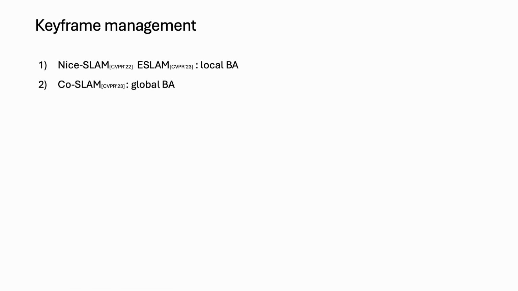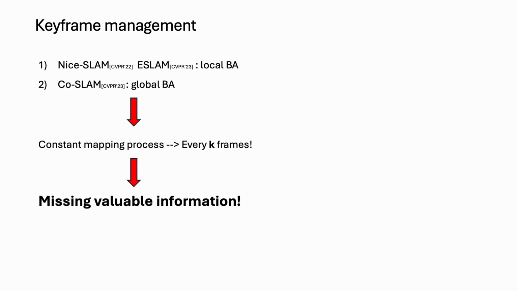Many existing methods lack effective keyframe management strategies. For example, Uni-SLAM and NeRF-SLAM use local bundle adjustment, optimizing recent keyframes for local consistency. Co-SLAM applies global bundle adjustment, optimizing all keyframes for global consistency. However, these methods rely on a fixed interval strategy, selecting a keyframe every K frames. This rigid approach can cause information loss, as it overlooks varying information gain between frames.